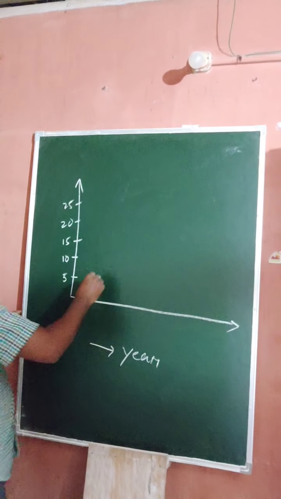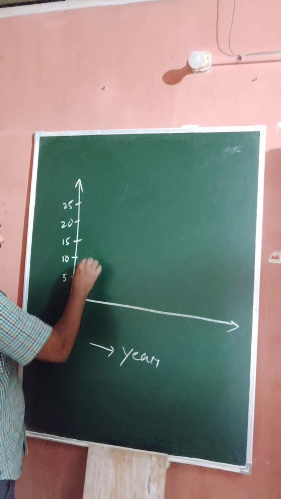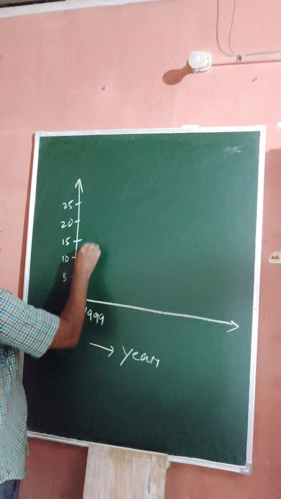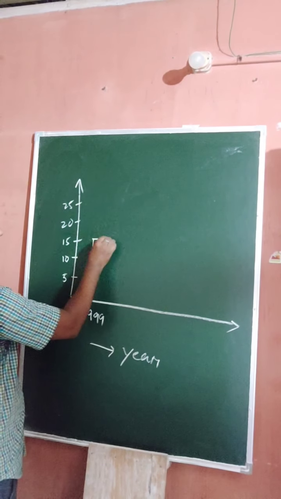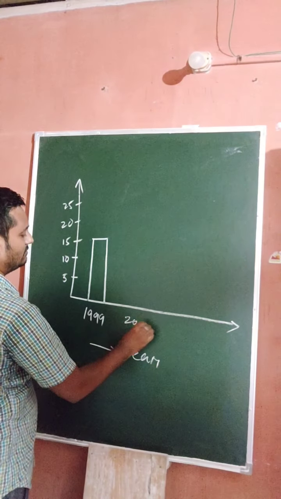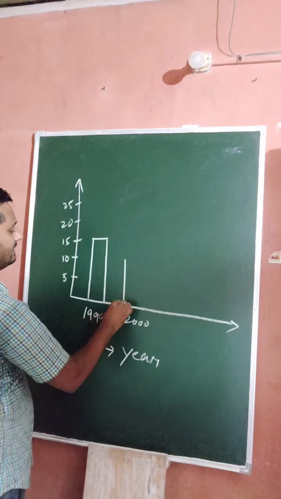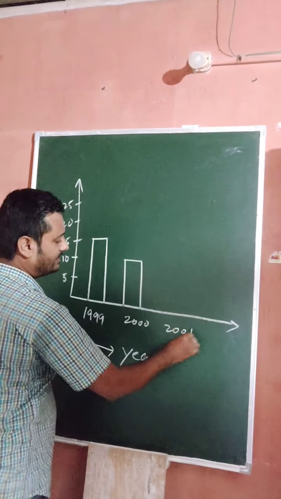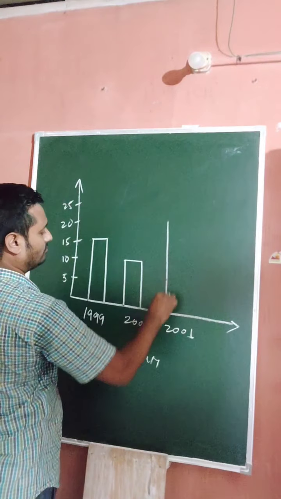So just see the example. Suppose 1999, in this case, suppose this one is 15. 2000, suppose the value is 10. Okay, I am just giving an example of this. Suppose this one is 20.